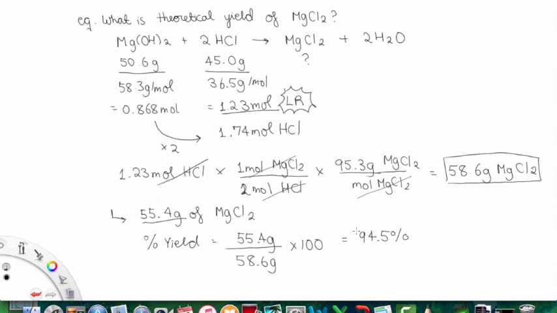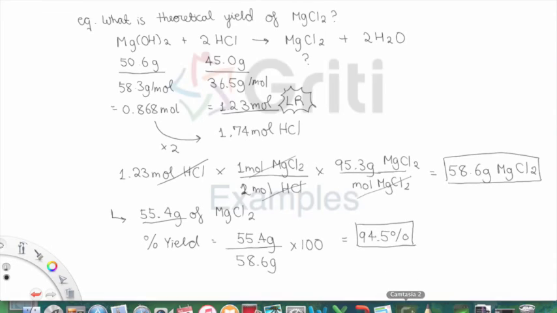So this is a pretty good experiment because the chemist actually ended up getting approximately 95% of what they should have gotten. And so that's a very straightforward theoretical yield problem as well as a limiting reactant problem. And so now I hope that you know how to do a full problem in this chapter.